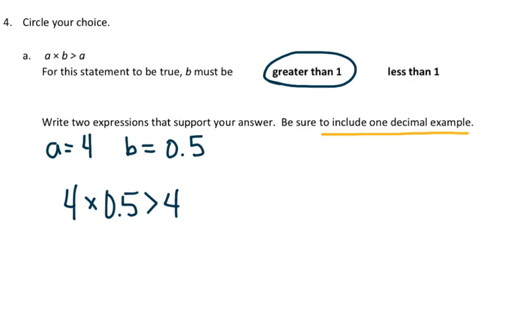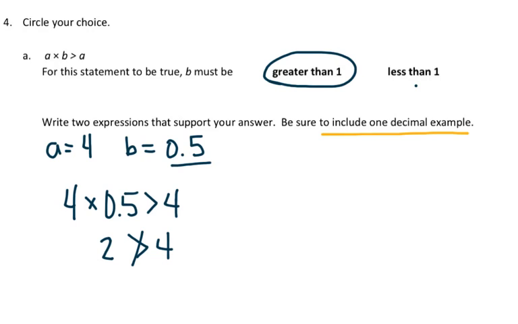Now I know that I'm purposely choosing 5/10 because it's less than 1, because I'm trying to prove that it needs to be greater than 1. So I'm going to do an example of both. So I know that 4 times 5/10, or 4 times 1/2, is 2. And 2 is definitely not greater than 4.